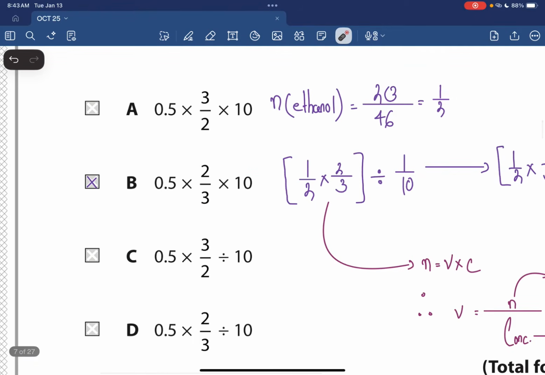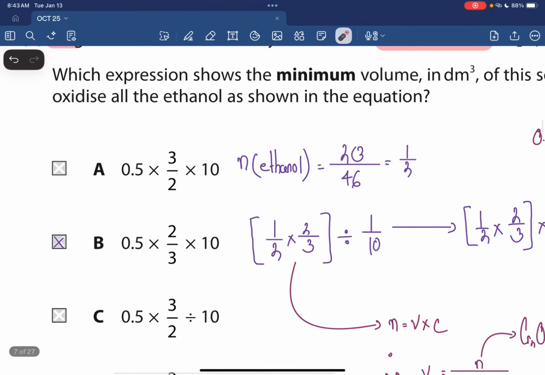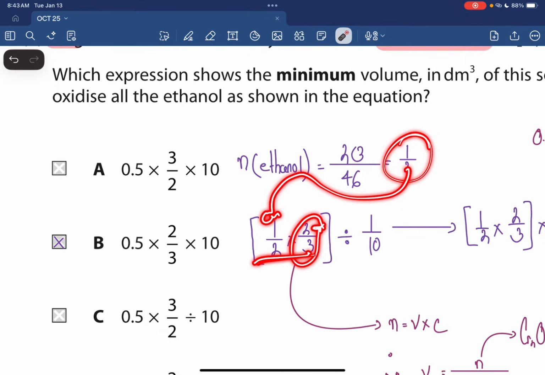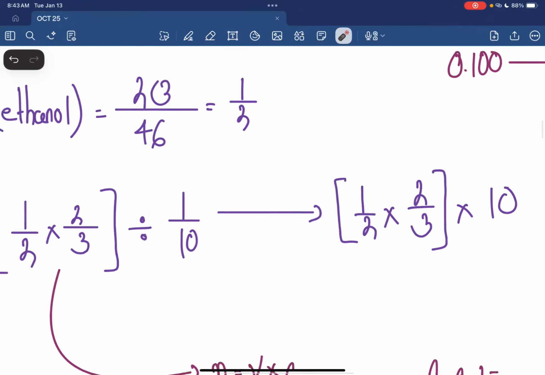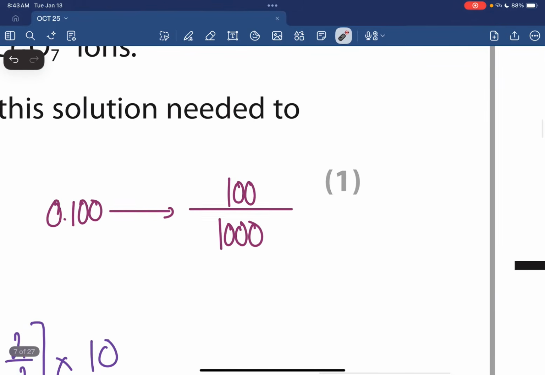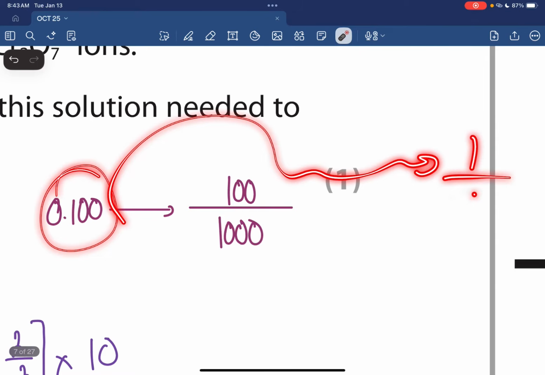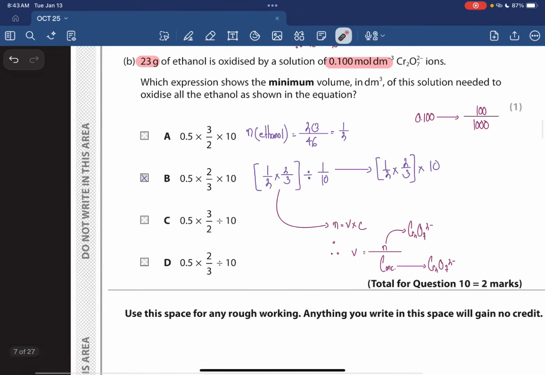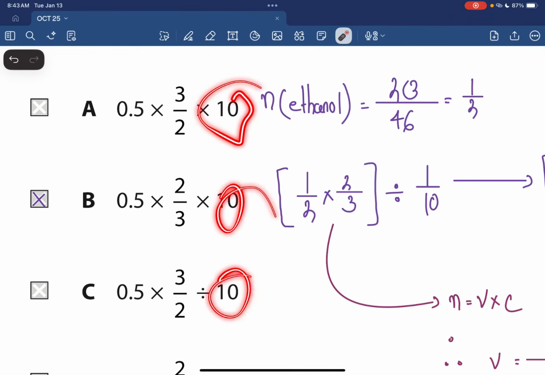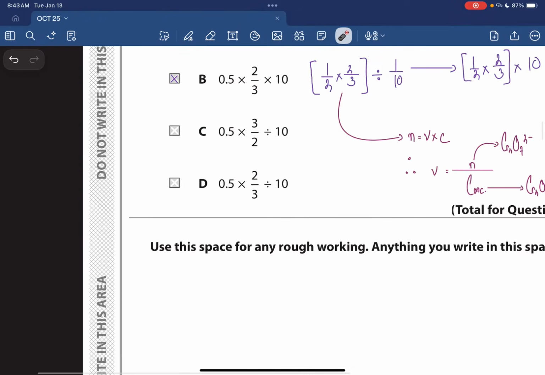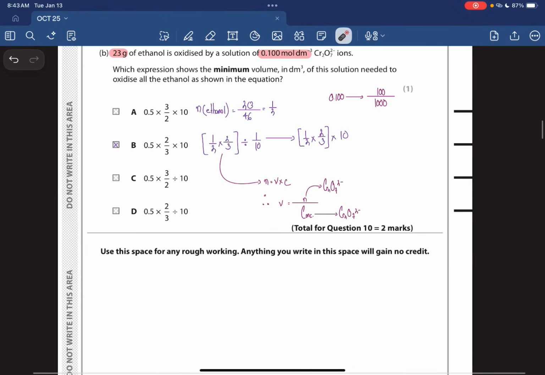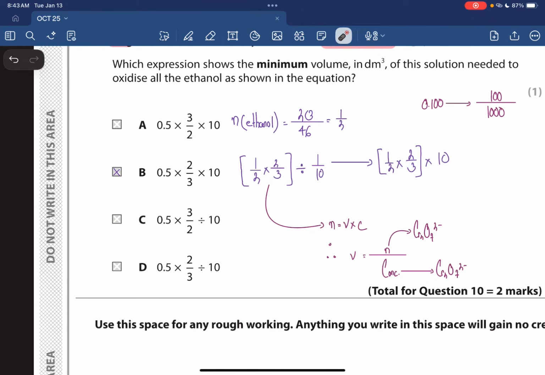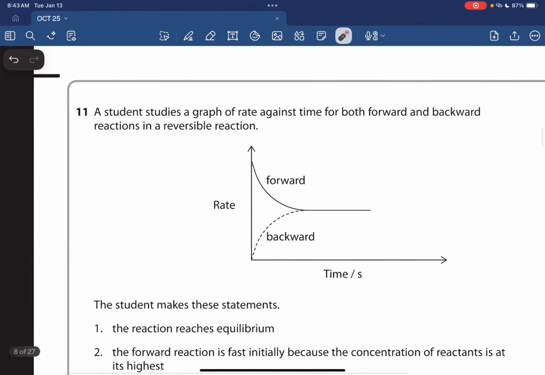I hope you all are clear with this. So this is the number of moles. This is the molar ratio. So this should give you the moles of that dichromate. You divide it by the concentration and then you figure out the volume. Now the catch was over here: you have to convert this into 1/10, because all of our values are given in 10. I hope you all are clear with this. If you still have questions or confusions, do let me know in the comment section below. Okay. Question 11.